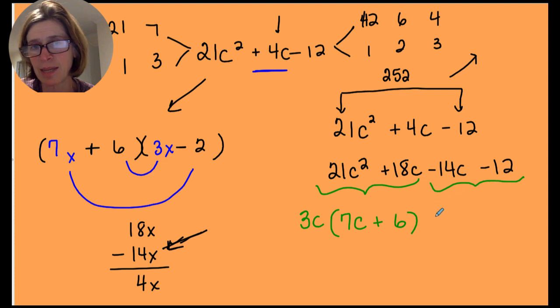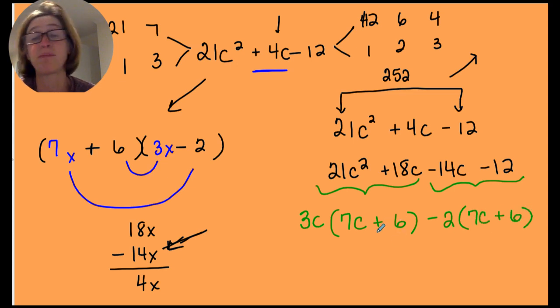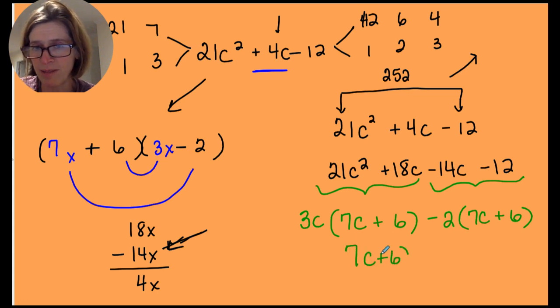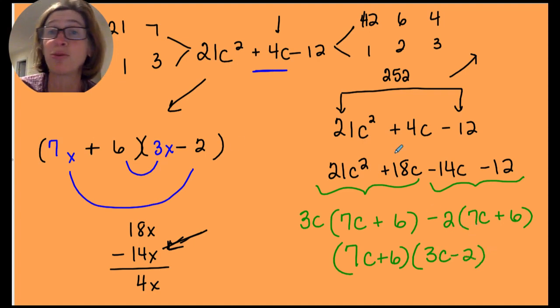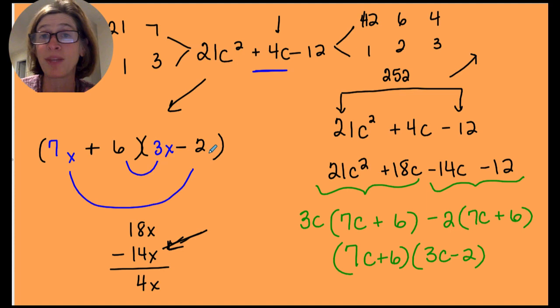And in the second set, I'm going to take out a negative 2. And I would be left with 7c plus 6. So 7c plus 6 is my new greatest common factor. So I pull it out to the front, and I'm left with 3c minus 2. Okay. All right, so there's 2 really good examples of factoring when the A term is greater than 1.